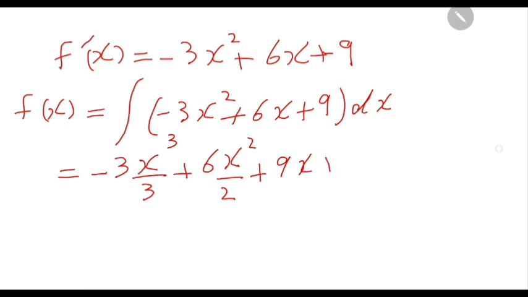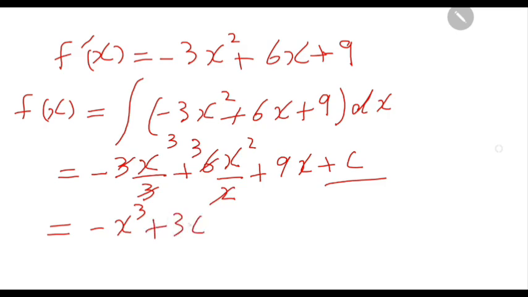So you're going to write plus c. C refers to the constant. When you finish integrating, you must write plus c. Now I'm going to simplify. This becomes negative x power 3 because the 3 and 3 cancel. 6 divided by 2 is 3, so plus 3x squared, plus 9x, plus c. So now I've got f of x.